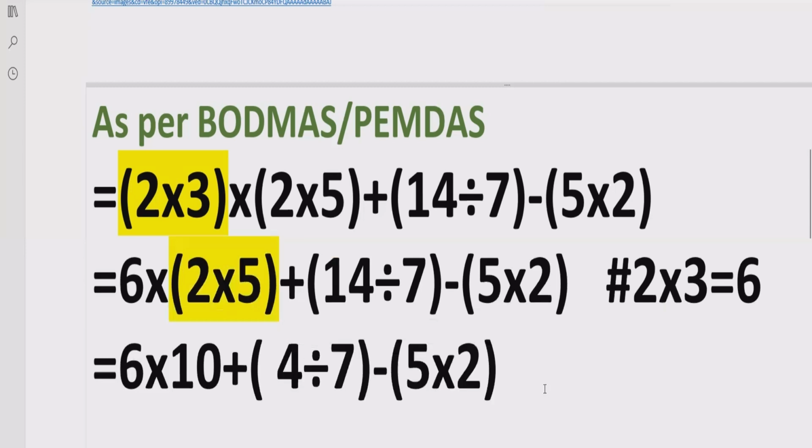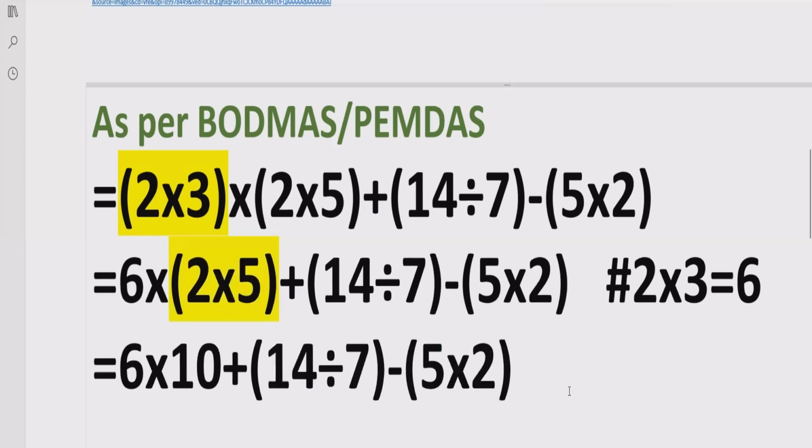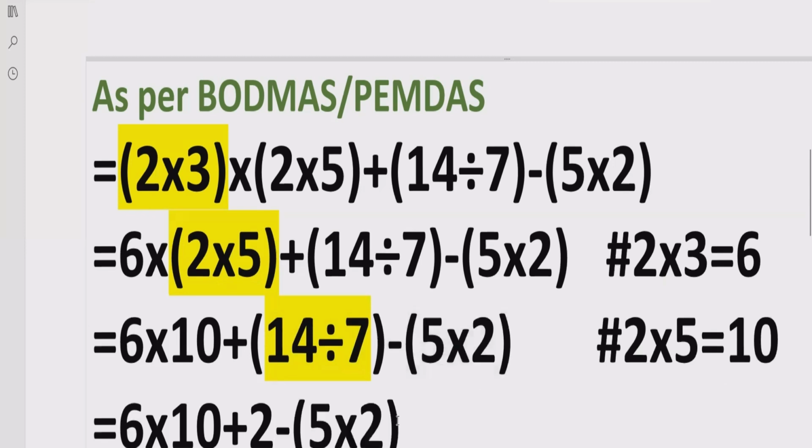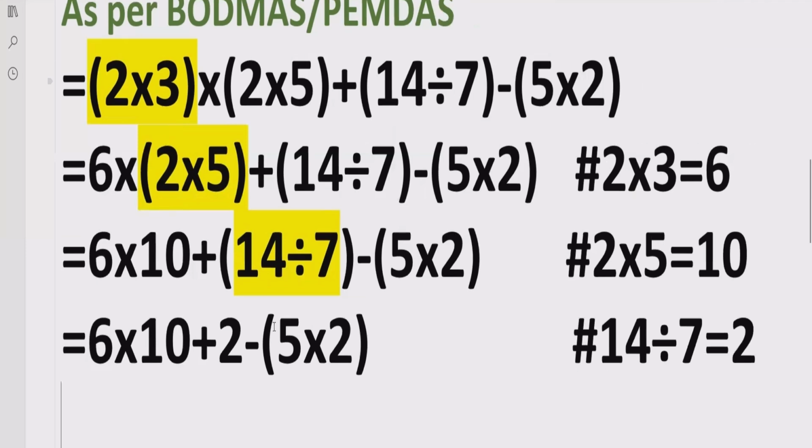Here I'm giving the reference: 2 multiplied by 5 equals 10. Now we will solve bracket number 3, so now we will write 6 multiplied by 10 as it is, plus 14 divided by 7 equals 2. And this part we will write as it is. And here we will give the reference 14 divided by 7 equals 2. Now move forward to solve the last bracket, which is 5 multiplied by 2.